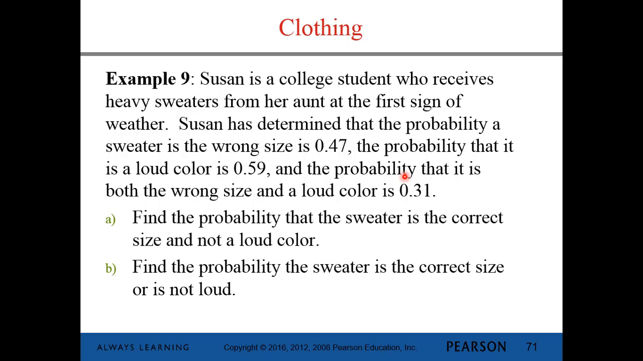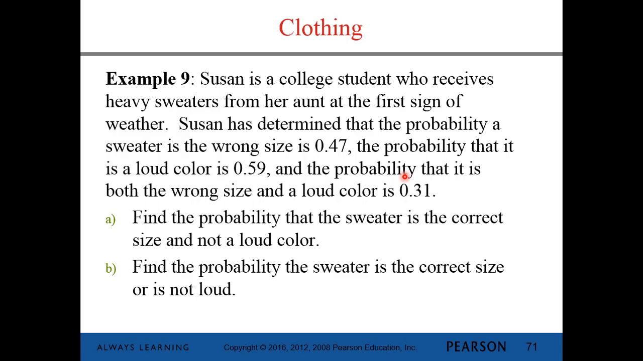Okay, now look at this one. Susan is a college student who receives heavy sweaters from her aunt at the first sign of cold weather. Susan has determined that the probability a sweater is the wrong size is 0.47, close to 50-50. The probability that it is a loud color is 0.59, so it's a little higher probability of being loud than the wrong size. And the probability that it is both the wrong size and a loud color is 0.31. So A says find the probability that the sweater is the correct size and not a loud color.